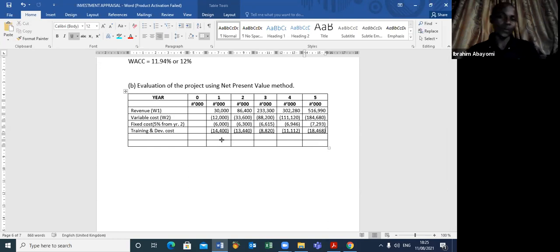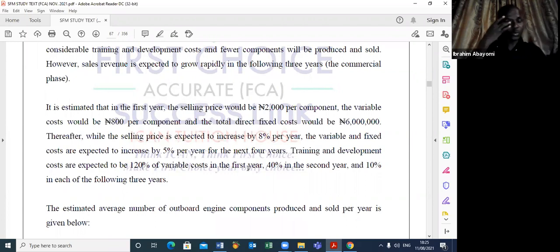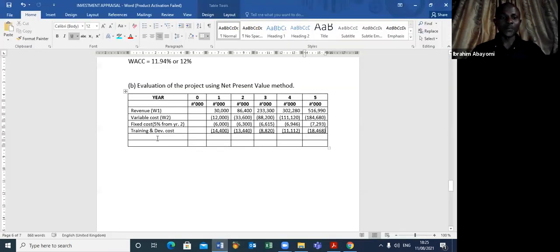Now, the next one is, do you have any other costs? Let me go and check. Do you have any other cost that we need in order to determine our profit? No, no other cost. So at this juncture, we can compute our operating profit. So let's get our operating profit.